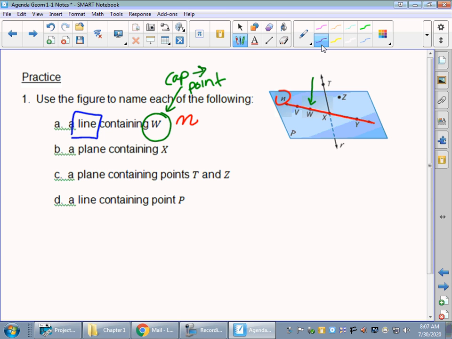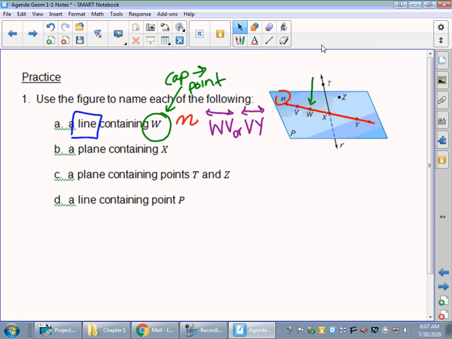Or we can choose any 2 points on that line. So we could name that line WV. Don't forget the line symbol above it. You could actually name that VY, right? Because W is still on that line. We don't have to use the W to name it. We just know W is on that line that V and Y are also on.